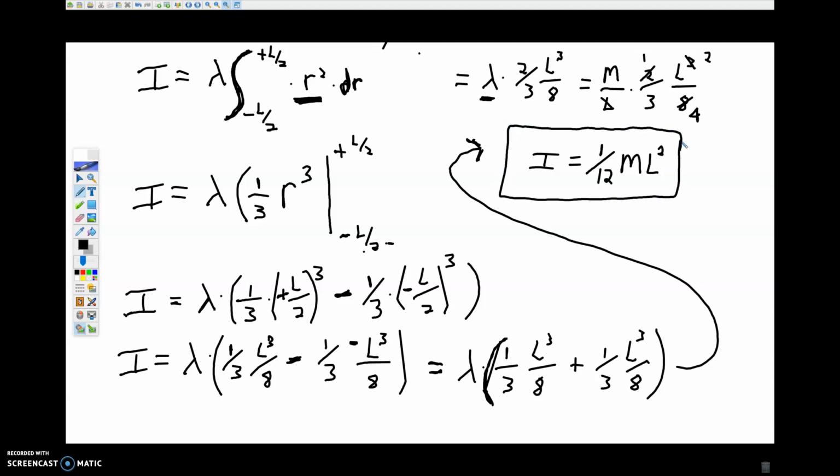And that's the answer. The moment of inertia of a solid beam, mass m, length L, rotating about an axis through its center of mass is 1/12 mL squared. And of course that axis has to be perpendicular to the beam.